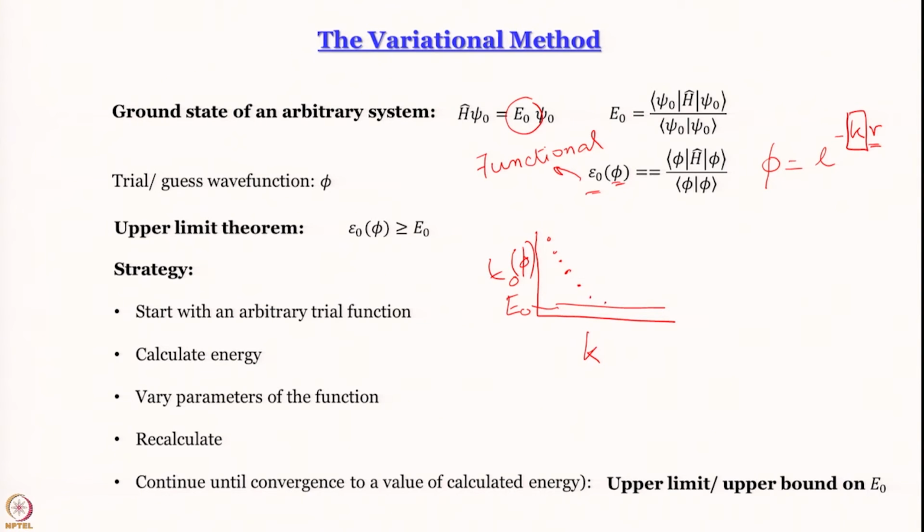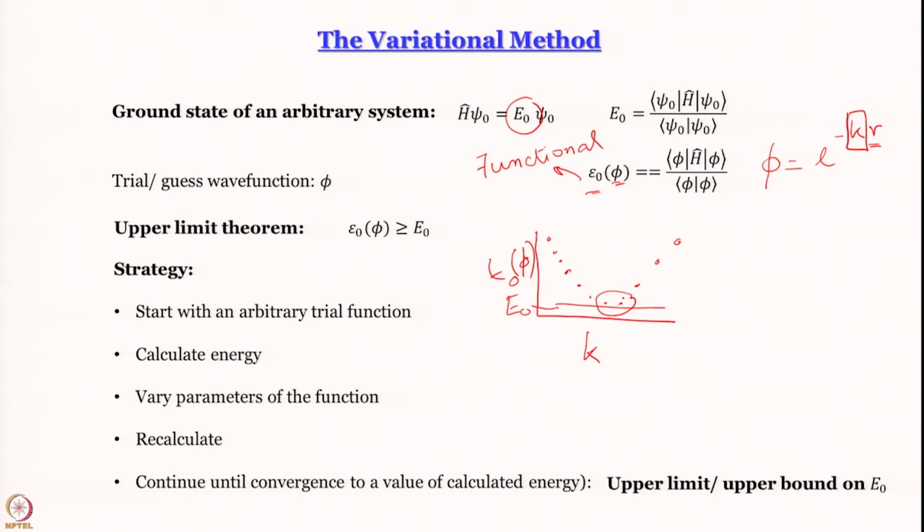103, 4, 5. Let us say I go from 105 to 106 and the value of epsilon 0 does not change. Okay. Maybe I have achieved convergence. Then let us say I go to 107 and the value of epsilon 0 starts rising again. What does that mean? It means that the minimum value in epsilon 0 that I have got, that is the closest I can get to the actual value of energy E0 by this variation method.